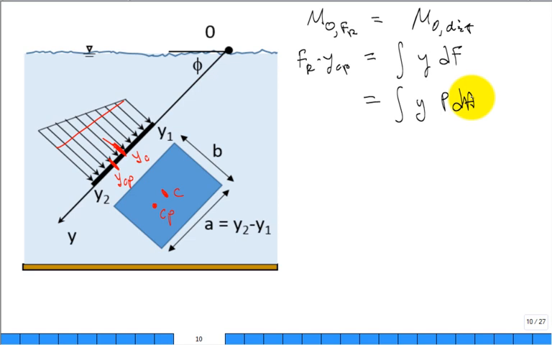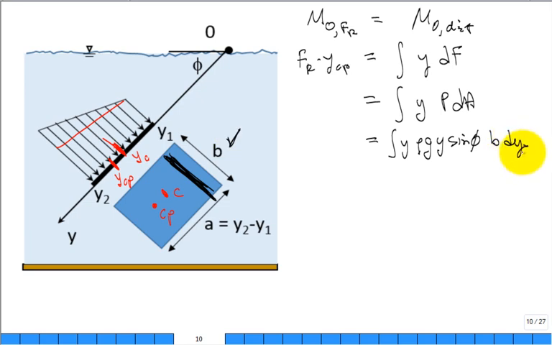True? I'm thinking about little strips like this that have the same pressure. Now I'm going to integrate over that area. So we're going to get the integral of y. What is p? Rho g y sine phi. True? And then the area is depth b dy, and we integrate from y1 to y2. Did that look good?